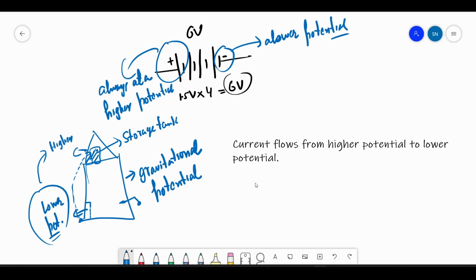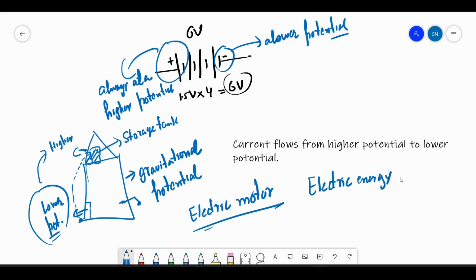So, what do we need to bring water to higher potential from lower potential? Sir, gravity or electrical current? We need an electric motor, right? It runs on electricity, right? So electric energy is converted into what? Electric energy is converted into kinetic energy. You know kinetic energy? Yes, sir. Energy by virtue of motion.